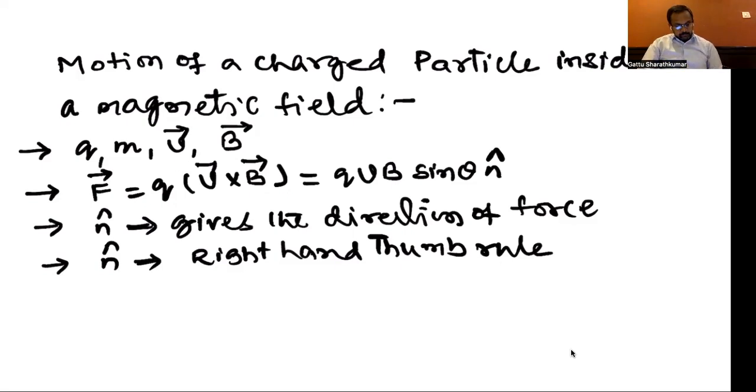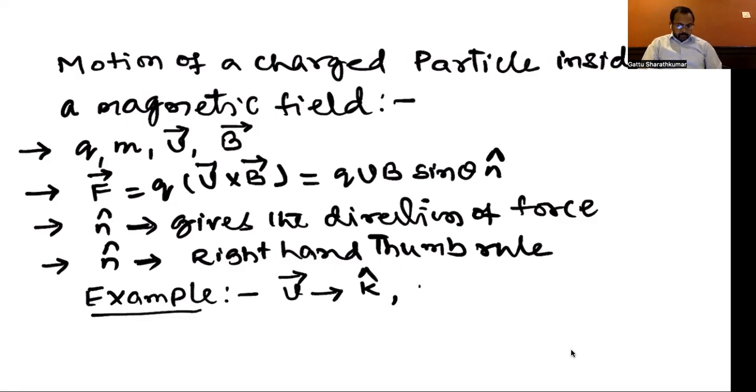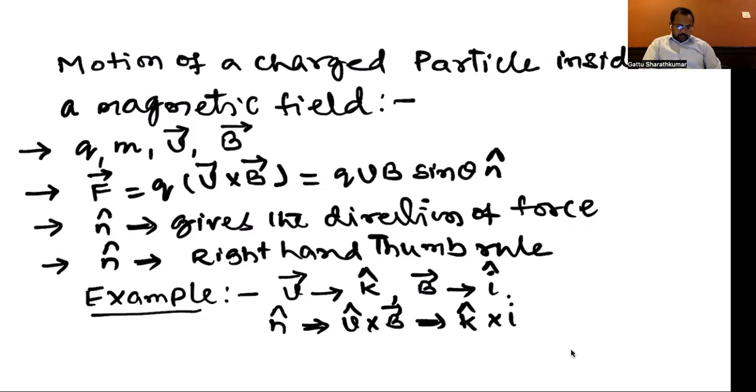Example: if I take an example, let me take the velocity vector along k cap and the magnetic field along i cap. Then n cap will be in the direction of v bar cross B bar, that is nothing but in the direction of k cap cross i cap. So let us try to find out this direction by using the right-hand thumb rule.